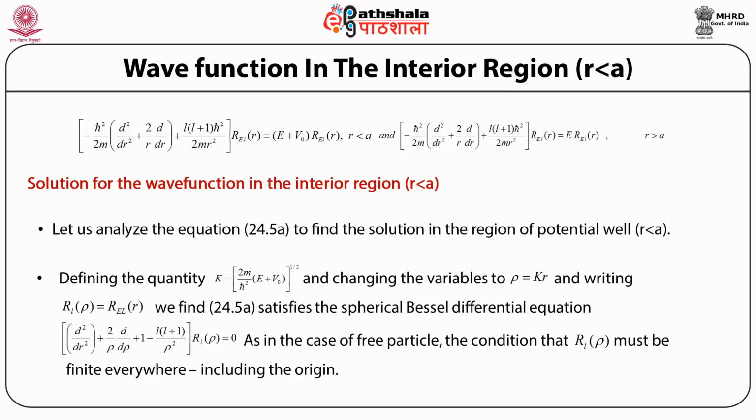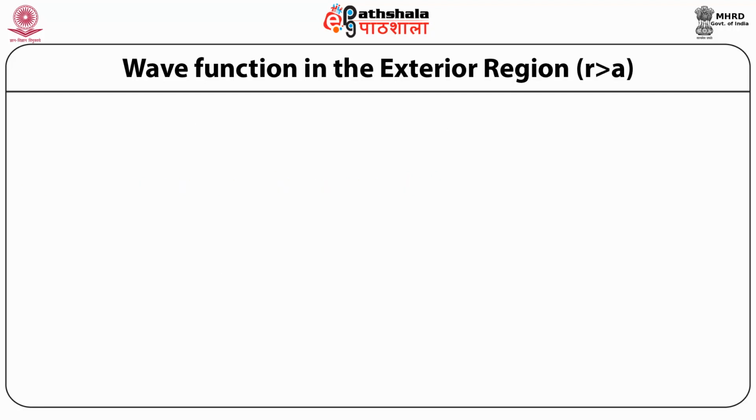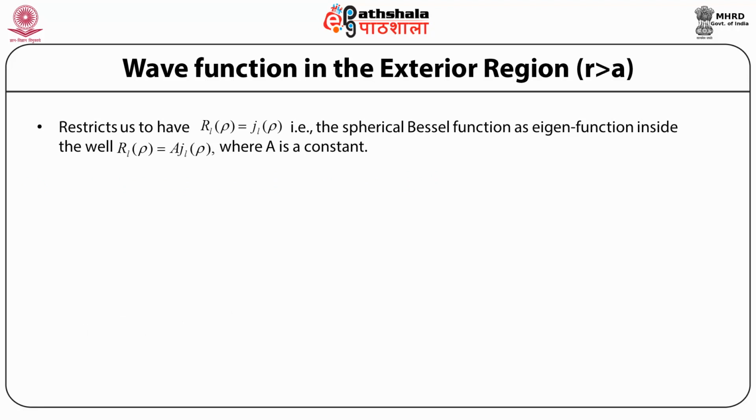As in the case of the free particle, the condition that R_l(rho) must be finite everywhere, including the origin, restricts us to have R_l(rho) equals j_l(rho). That is, the spherical Bessel function as eigenfunction inside the well, R_l(rho) equals A j_l(rho), where A is a constant. Wave function in the exterior region, that is r greater than a.